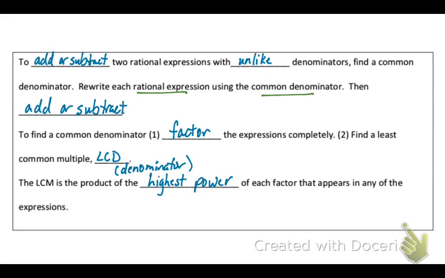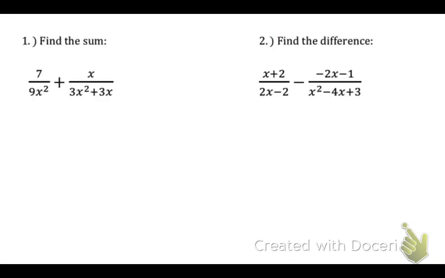All right, so let's look at number 1. We need to find the sum, but notice our denominators are not the same. The first thing we do is we factor each of those rationals, numerator or denominator, if we can. So in the first rational, we can't simplify or factor that. But in the second one, we can divide out a 3x from our denominator, and we're left with x plus 1. Now we're going to build a common denominator.